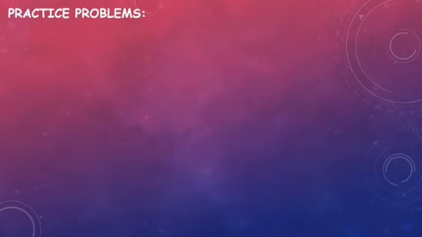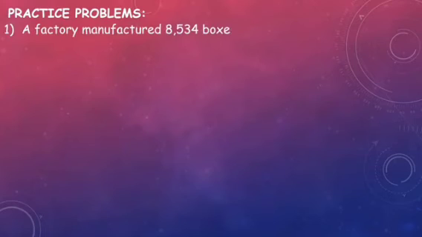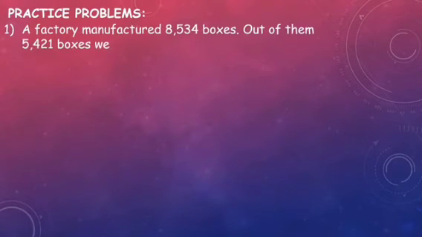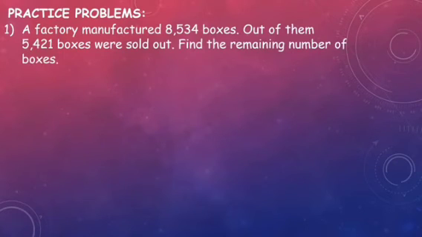Now, instead of going into detail about the steps, I hope you have all understood when we dealt with the verbal problem steps in addition. It is very much similar to that. We'll directly move on to a few practice problems so that you understand through these problems itself. A factory manufactured 8,534 boxes. Out of them, 5,421 boxes were sold out. Find the remaining number of boxes.